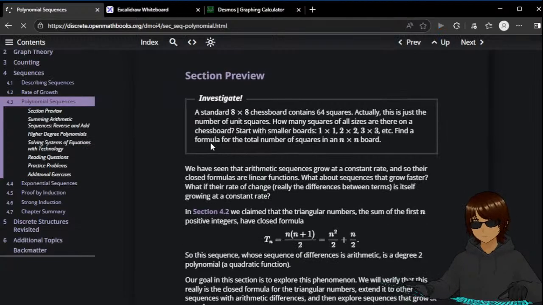A standard 8 by 8 chessboard contains 64 squares. Actually, this is just the number of unit squares. How many squares of all sizes are there on a chessboard? Start with smaller boards, 1 by 1, 2 by 2, 3 by 3. Find a formula for the total number of squares in an n by n board. Isn't it just n times n? Oh, they're saying actually this is just the number of unit squares. How many squares of all sizes are there on a chessboard?